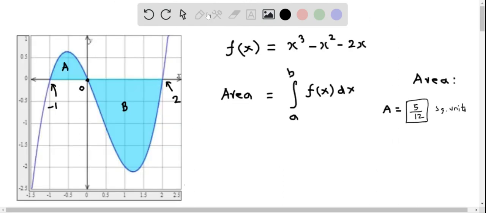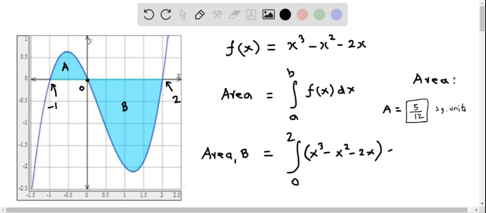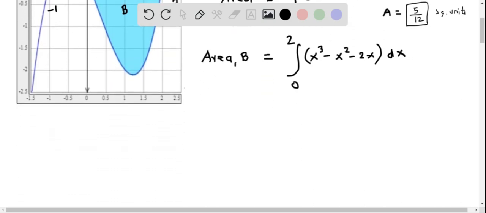We now find the area of the shaded region B. So I'm going to write down the area of the shaded region B, and this equals the integral from 0 to 2. The lower limit is 0 and the upper limit is 2. And I replace this function f of x, that is x cubed minus x squared minus 2x, and then I put this dx. So let's evaluate this definite integral.